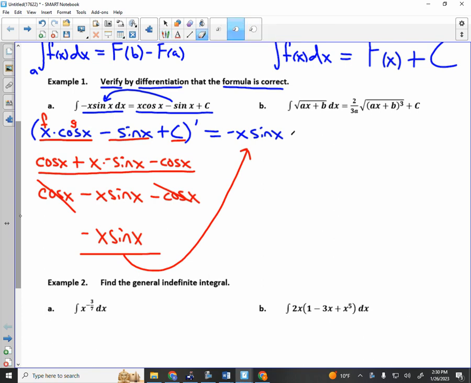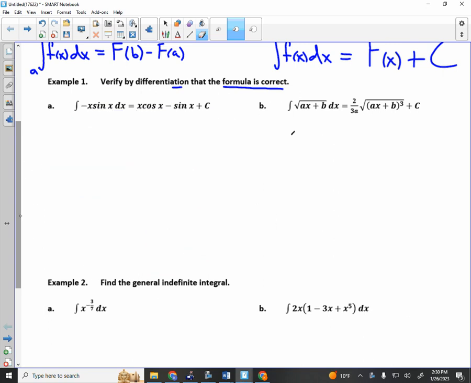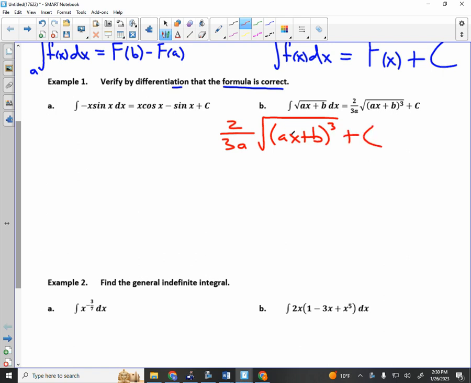If you look at the second one, it looks challenging. It's really not that bad at all. But as we glance at it, again, I want to say that 2 over 3a, anything that's not an x is simply a constant, times the square root of ax plus b, quantity cubed, plus c. If I were to take that derivative, I should end up with the square root of ax plus b. So I'll go ahead and take that derivative.